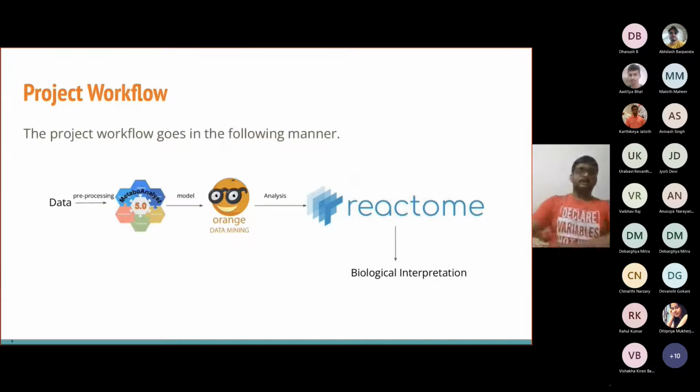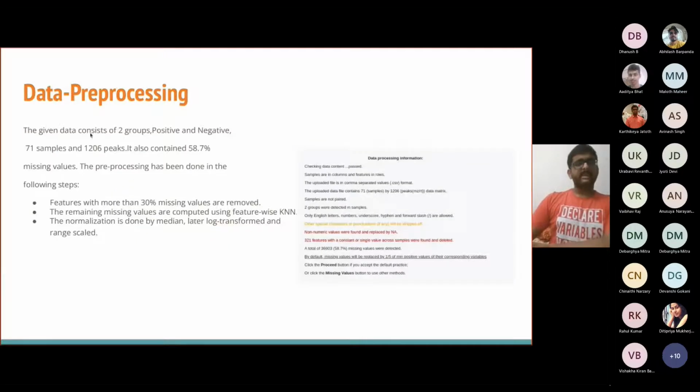My project workflow goes in the following manner. The data is pre-processed through MetaboAnalyst and a model is created in Orange Data Mining. The results from these are used to analyze in Reactome to get the significant pathways. And we'll make a biological interpretation based on these pathways.